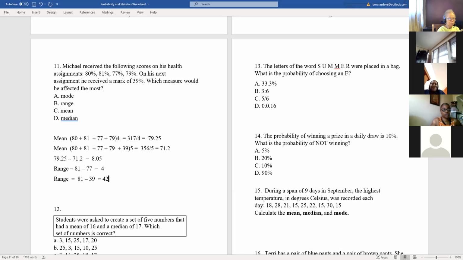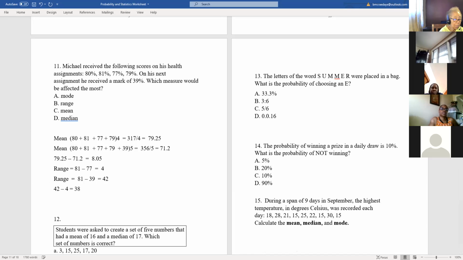Yes, 42. Okay, so what's the difference? The difference would be 42 minus 4 would be equal to 38. That's the difference in the range. Now, actually, we see that's going to be the biggest one, because median, well, we can do the median.